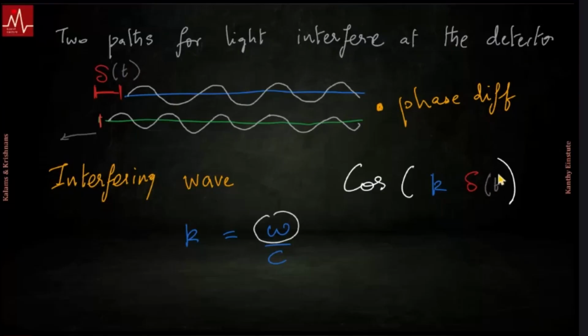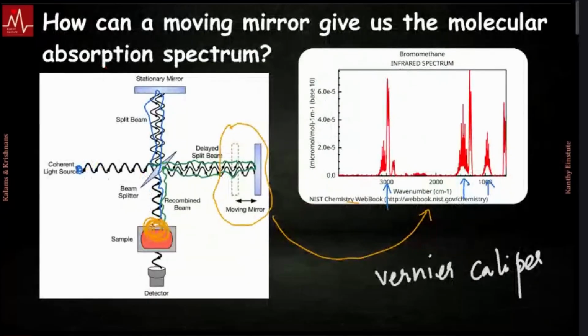This delta is a function of time, okay? And this term depends on frequency. If there is only one frequency, I get a cosine as a function of time. If I have more frequencies in the source, I get a superposition of all those, a summation. This setup creates two paths differing by a slight path difference that shows up as a phase difference. It depends on time as well as the frequency of the light that is traveling.